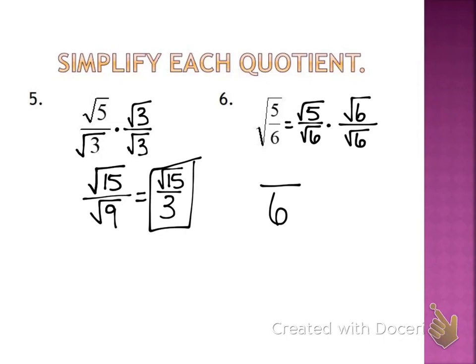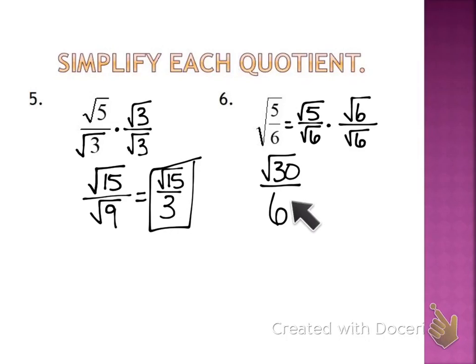Not just 30, the square root of 30. No, that would be wrong, because the square root of 6 times the square root of 6 gave us a perfect square number. So the 6 in the denominator no longer has a radical, just like the 3 in the last example doesn't have a radical.